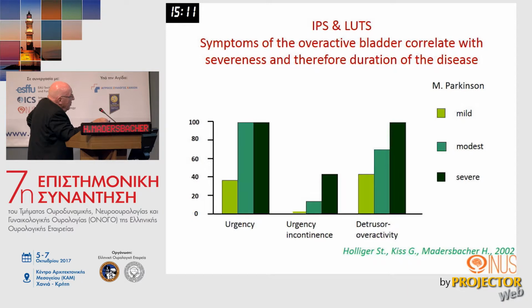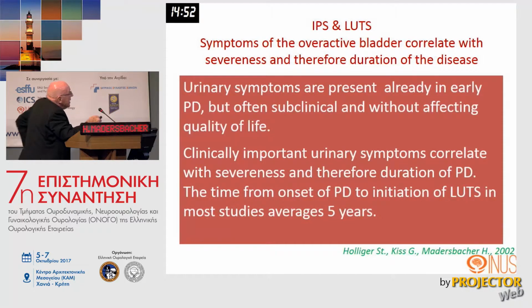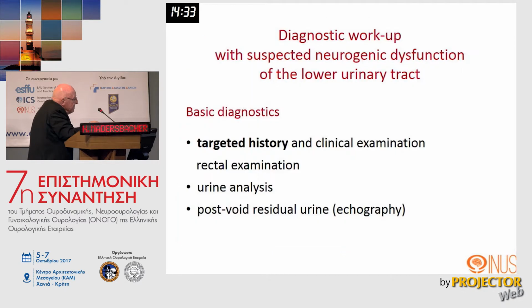And we have shown this earlier: if you compare the severity of Parkinson's, mild, modest, severe, and you look at the occurrence of detrusor overactivity, then the symptoms correlate with the severity and therefore with the duration of the disease. So we can say urinary symptoms are present already in early PD, but often subclinical and without affecting quality of life. Clinically important urinary symptoms correlate with the severity and therefore duration of PD, and the time from onset of PD to initiation of LUTS in most studies averages about 5 years.